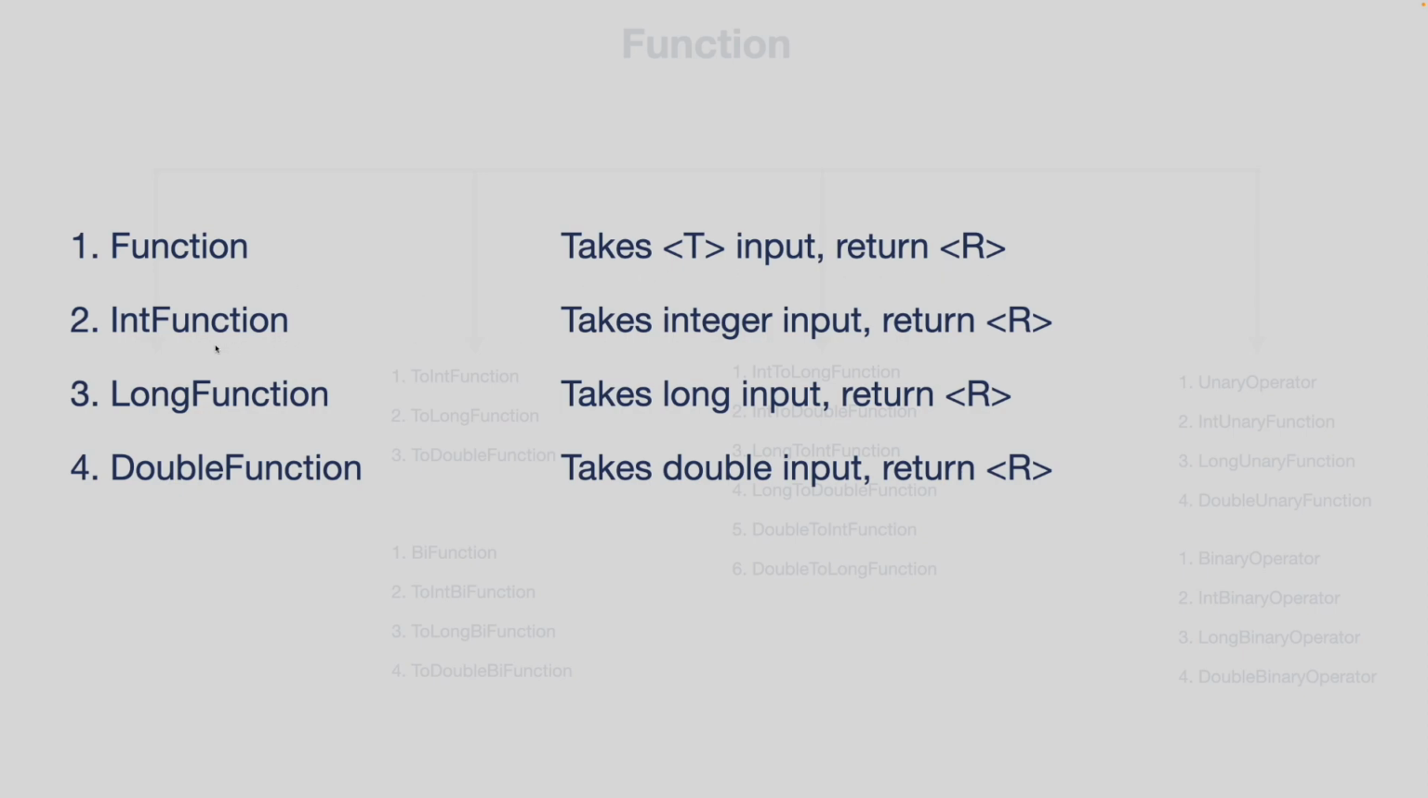Now the second is the int function that takes int as a primitive input and returns R. So we are converting from int to the required data type or required object. Third is the long function. Here we are taking long as a primitive input and returning R. Again we are converting from long to the required data type. That's why I'm calling them from data functions. Now the next is the double function. That takes double as a primitive type as an input and returns R.